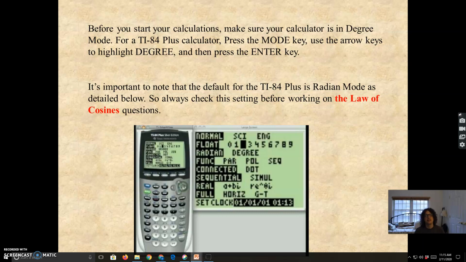Now, before you start the calculations, make sure your calculator is in degree mode. For a TI-84 Plus calculator, which we have here in class, we have to press the mode key, use the arrow keys to highlight degree, and then press the enter key to ensure that we're in degree mode. It's important to note that the default for our TI-84 Plus calculators is radian mode, as detailed in the screenshot below. So be very, very careful to make sure that you're in degree mode before working on any law of cosines questions, because if you're in radian mode and you start your questions, every question will probably be wrong. So make sure you're in degree mode.